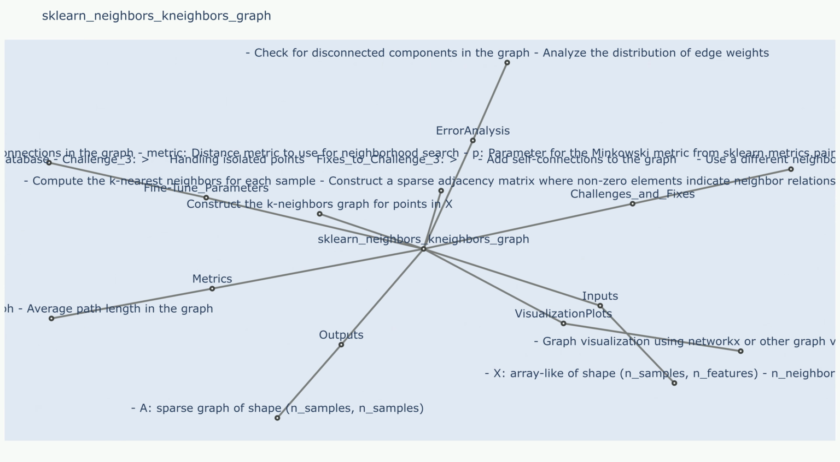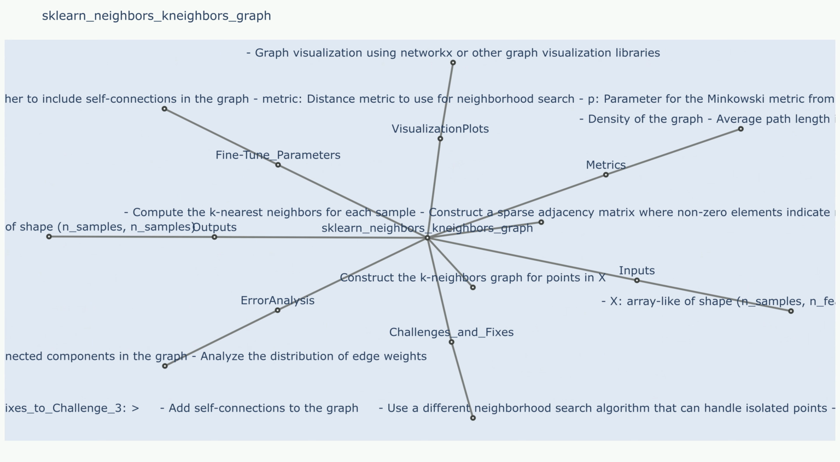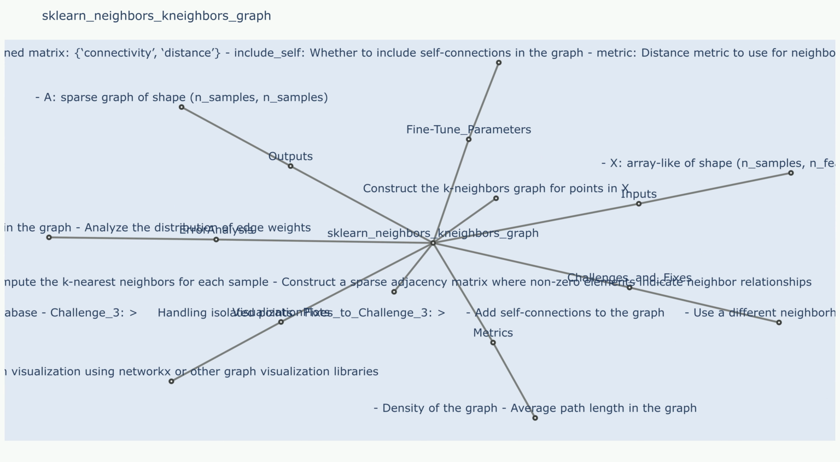Metrics. Distance metric. The choice of distance metric significantly influences the resulting graph structure. Different metrics emphasize different aspects of the data, leading to varying graph connectivity and neighborhood relationships. Visualization plots. Graph visualization. The constructed k-neighbors graph can be visualized using graph plotting libraries to understand the relationships and connectivity patterns within the dataset. This visualization can help identify clusters, outliers, and other structural characteristics.